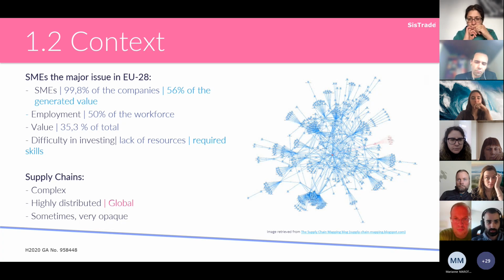To give you a context, SMEs are 99.8% of the companies in Europe, and 56% can generate value. In employment, they represent 50% of the workforce, and the value of 35.3% of the total. SMEs can have difficulty investing, with lack of resources and lack of required skills in order to implement DPP. And the supply chains are very complex, as you can see in the image on the right side. They can be highly distributed with global companies, and sometimes they are very opaque.